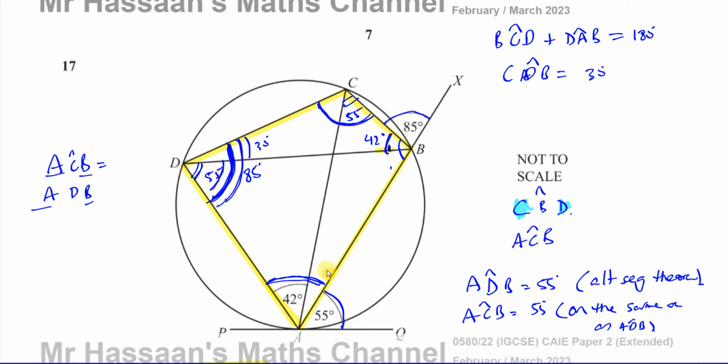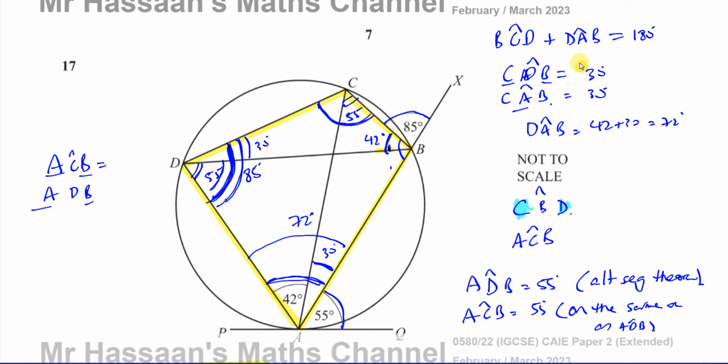Okay, and I know that this angle here is the same as that angle there because CDB and CAB are both on the same arc CB. So we can say that CAB must also be 30 degrees because they're both standing on the same arc, and both on the circumference of the circle. So this is 30 degrees, which means the angle DAB is equal to 42 plus 30, which is 72 degrees.